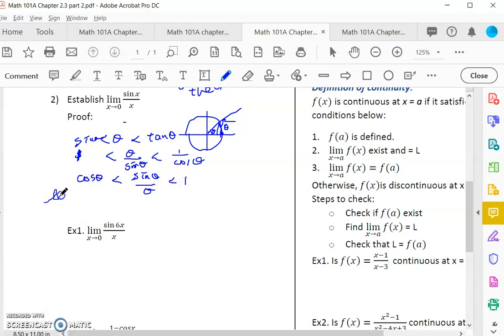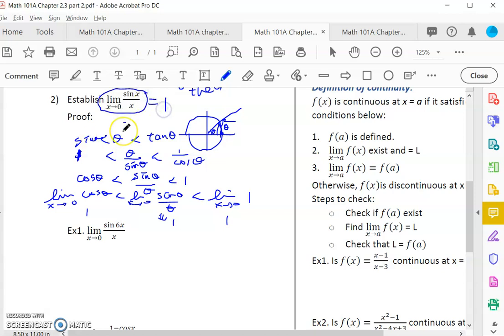And if we take the limit of all of this as x approaches 0, the limit of cosine theta is less than or equal to the limit of sine theta over theta, which is less than or equal to the limit of 1. And of course this is 1, and this is also 1 when you plug in, since cosine 0 is 1. So that means this is also 1. So the limit as x approaches 0 of sine x over x is equal to 1. And this is very important.